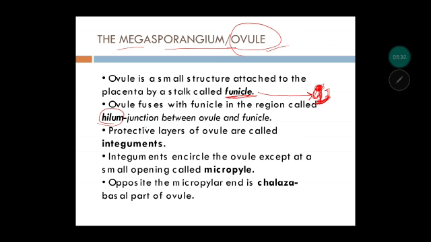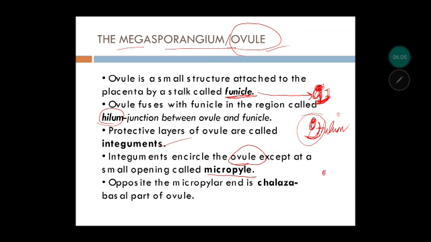So coming to it again, suppose this is the ovule, this is the placenta, and this is the funicle which is joining the two. Now if this ovule fuses with the funicle, this region where it is going to fuse is called the hilum. And there are protective layers of the ovule also. Those protective layers are called integuments. And integuments encircle the whole ovule except for a small opening which is the micropyle.